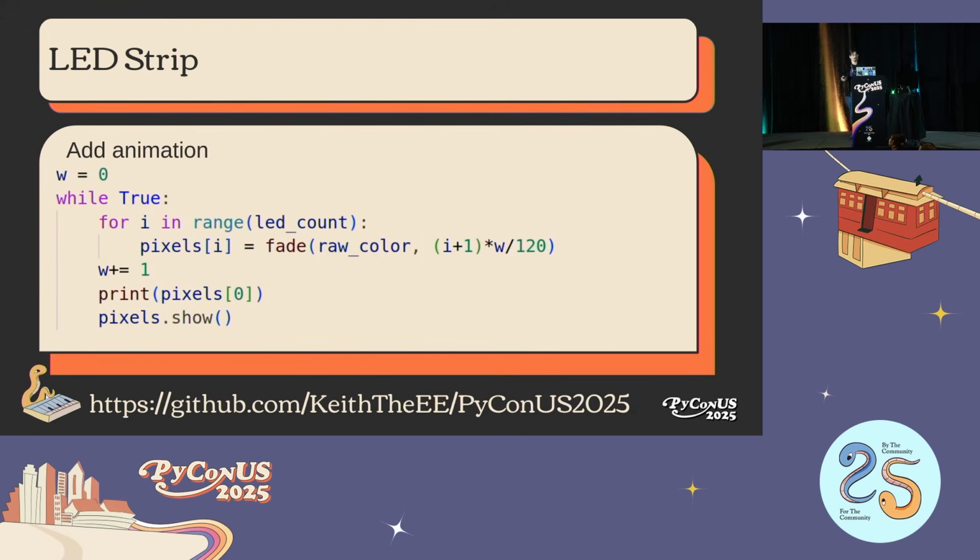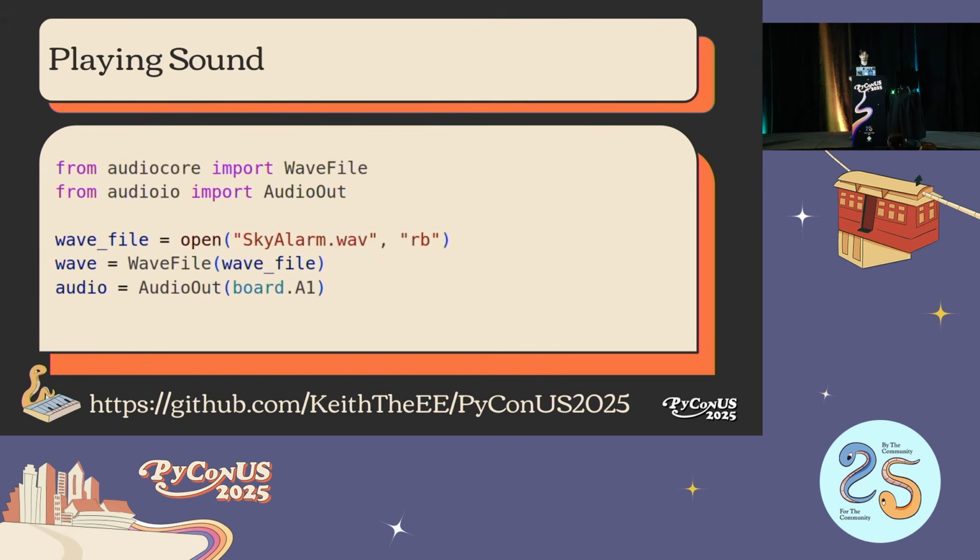Then, when we have a reason to call this, we're going to just go through the LEDs and then adjust their fading color and then display them. This is very similar to just setting the color for the LED beforehand and then displaying. Now, playing sound is similarly kind of familiar.